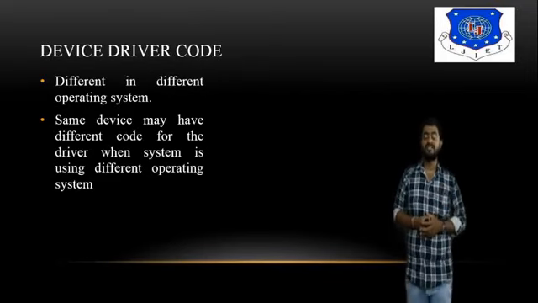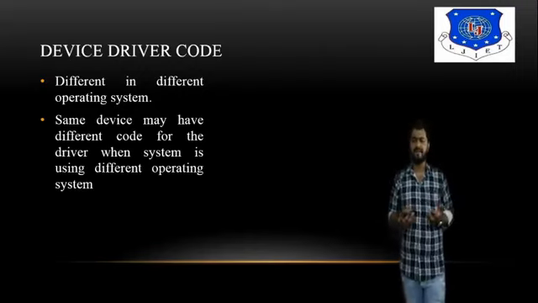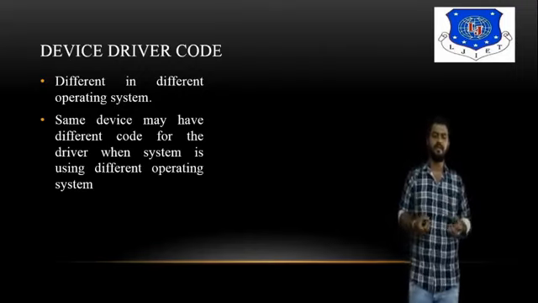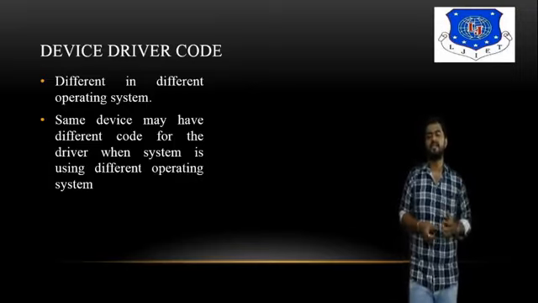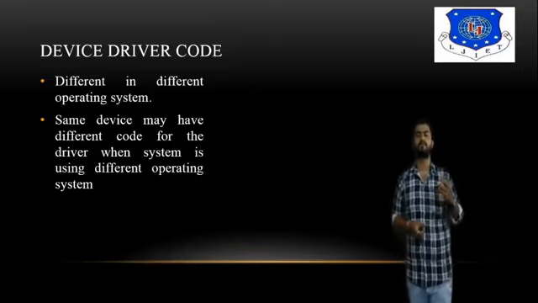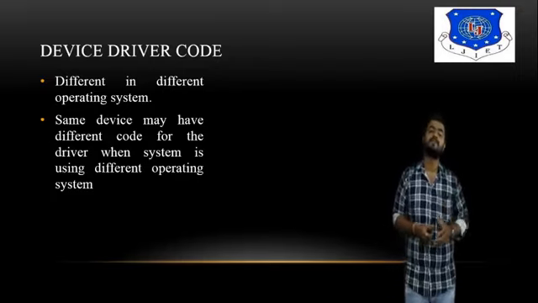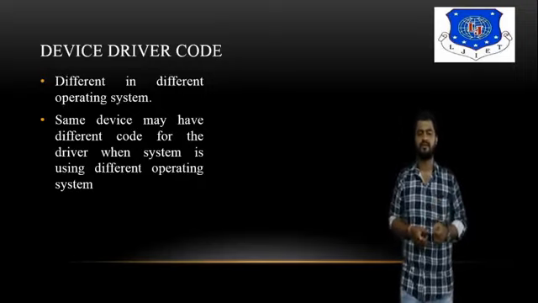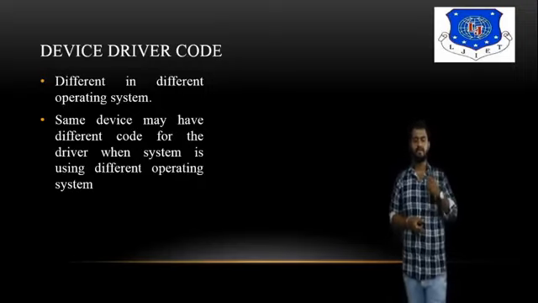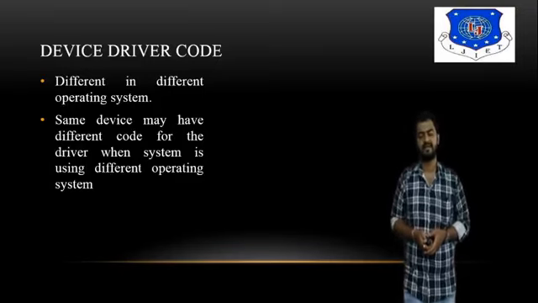Now device driver code. What is device driver code? It differs in different operating systems. Definitely, it varies according to the operating system. Some devices may have different code for the driver when the system is using a different operating system. So basically, if you're talking about the microcontroller or the microprocessor, then we have to follow this strategy. Same devices may have different code for the driver when the system is using a different operating system. So basically, it varies from system to system.